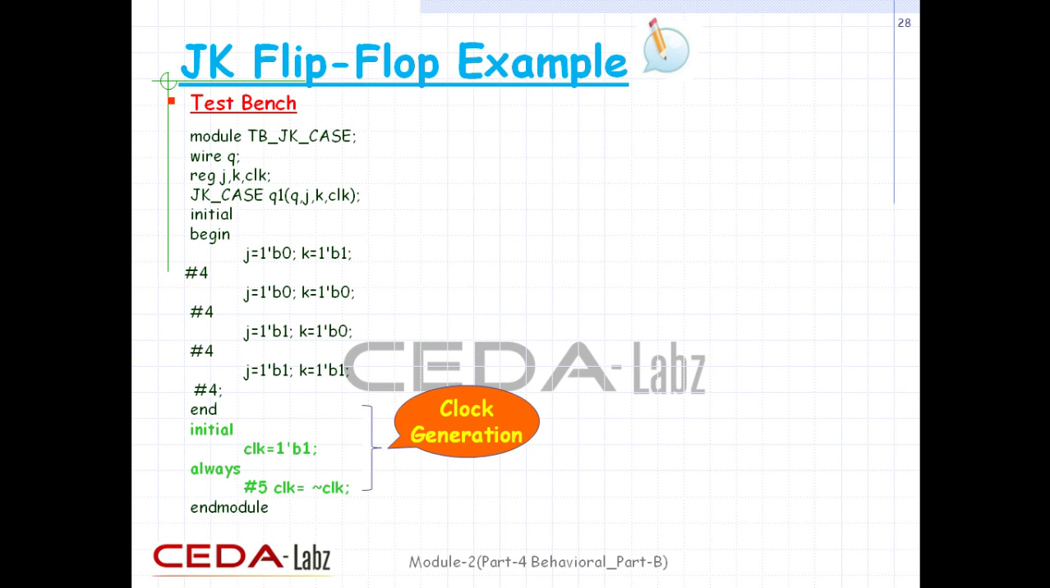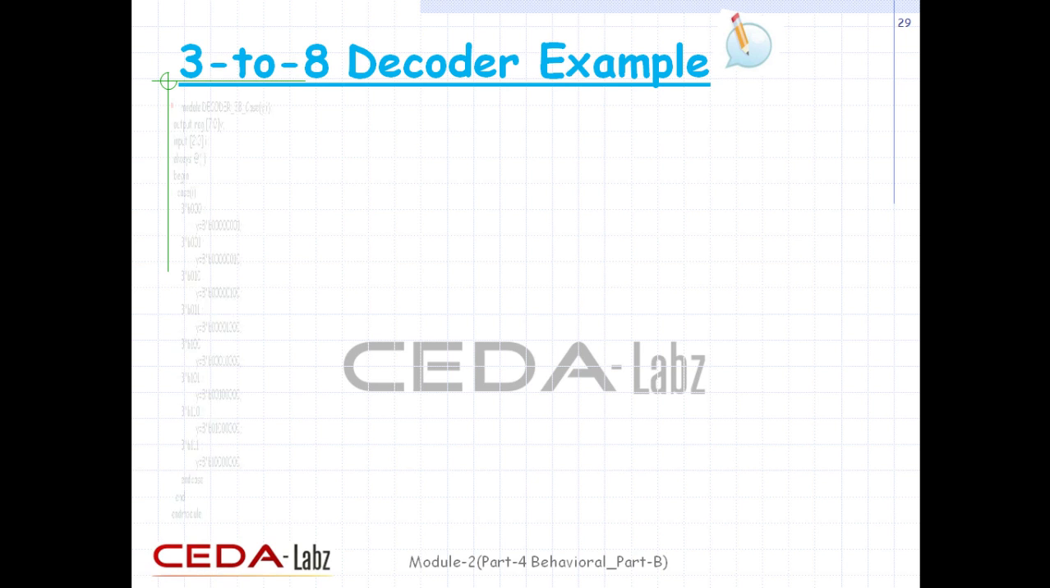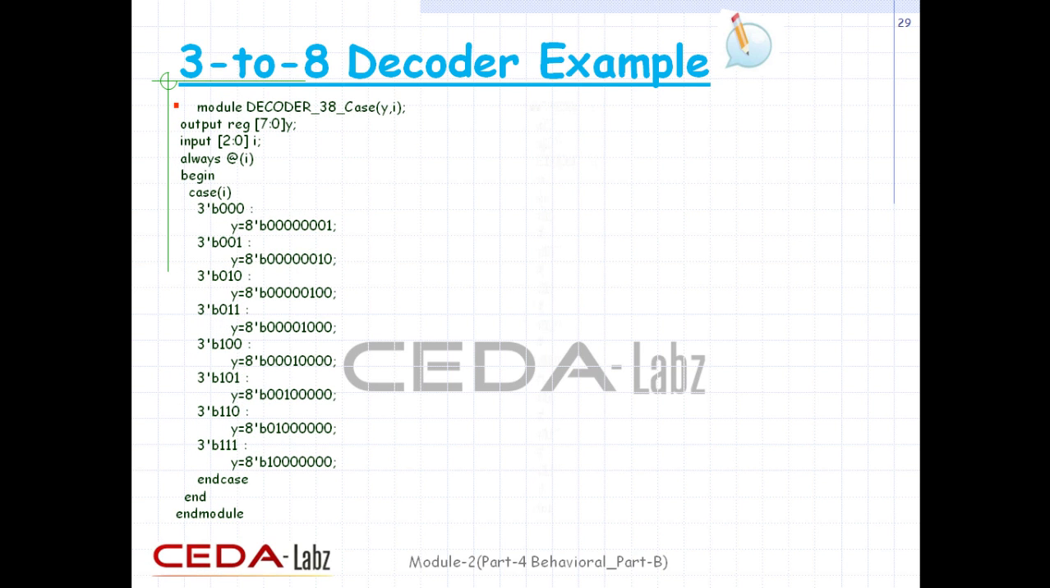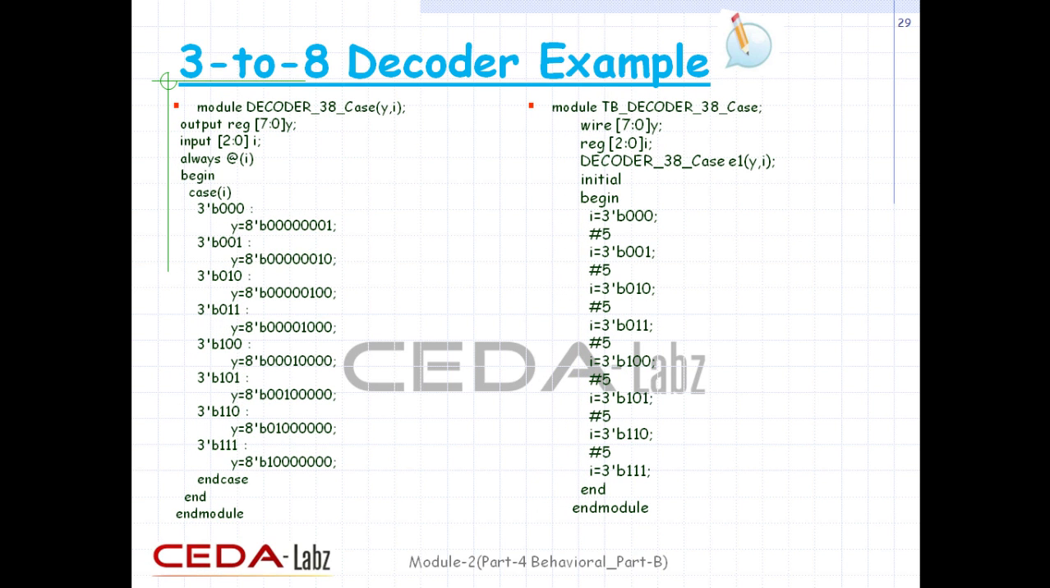This is how we generate clock in test bench module. First we initialize clock in initial block via assigning it value 0 or 1 accordingly. Then we generate clock pulse with desired duty cycle under always block. Here is an example of 3:8 decoder. Design block and test bench block for the same is shown here.